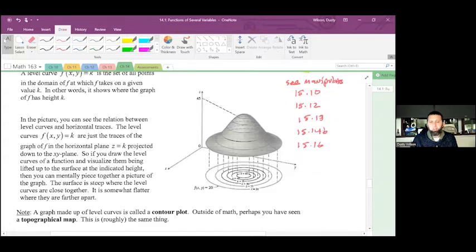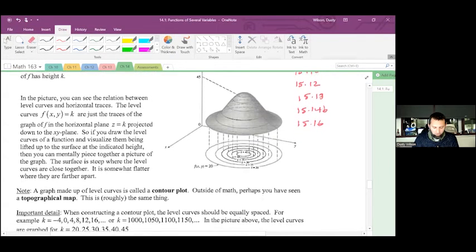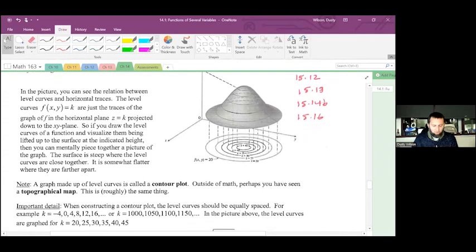Note, a graph made up of level curves is called a contour plot. Outside of math, perhaps you've seen a topographical map. This is roughly the same thing. I also want to point out an important detail, namely that when constructing a contour plot, the level curves should be equally spaced.